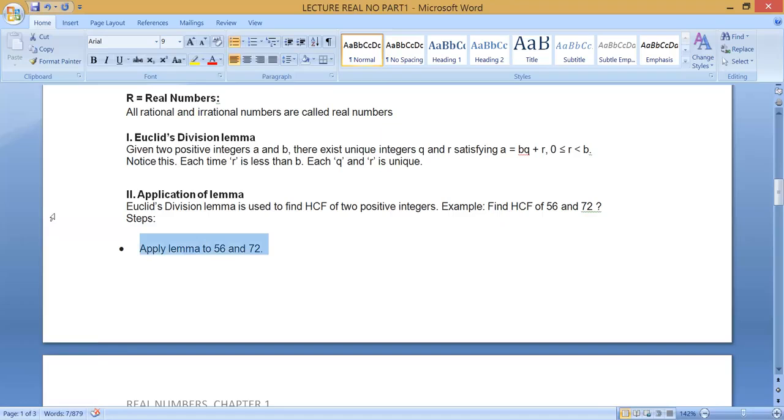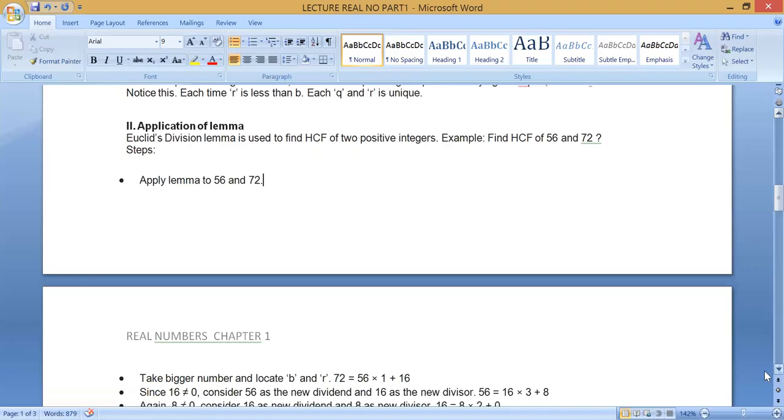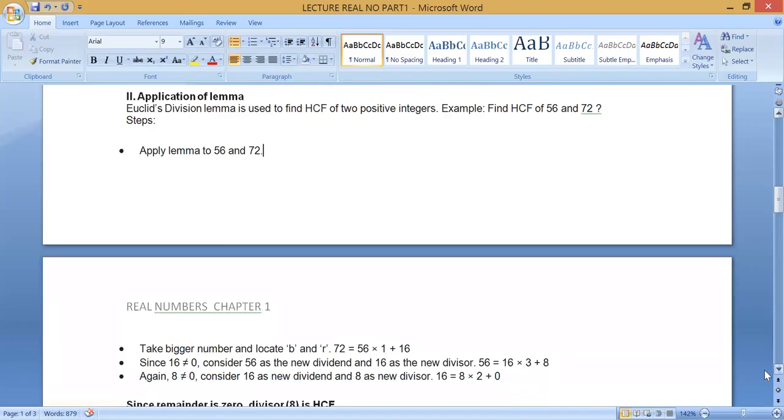Now, application of lemma, that is Euclid division lemma, is for HCF. You know what is HCF, highest common factor. This method is used to find out the HCF. You have studied the long division method in 4th class, that is how to find the HCF by long division method. Again, we are studying in 10th class how to find out the HCF by long division method. So this method again I will explain in next class.